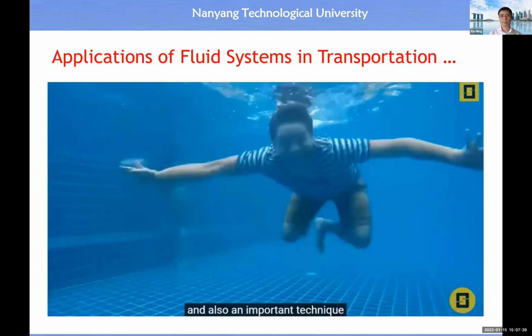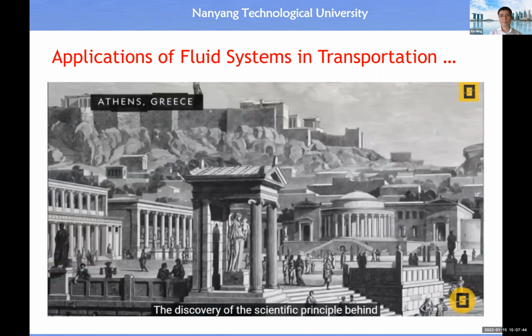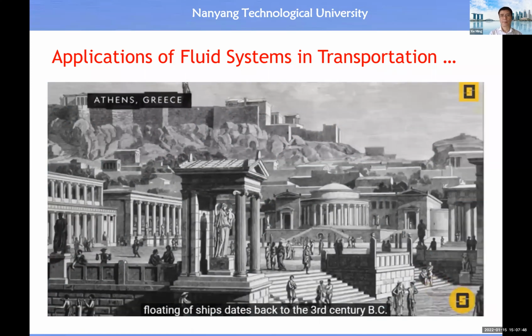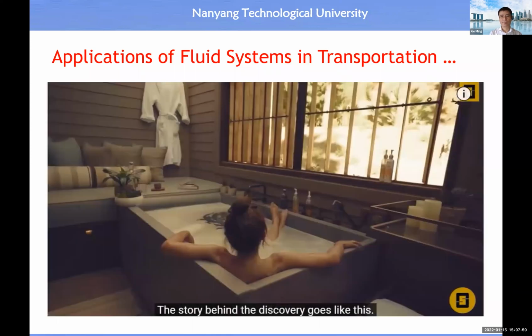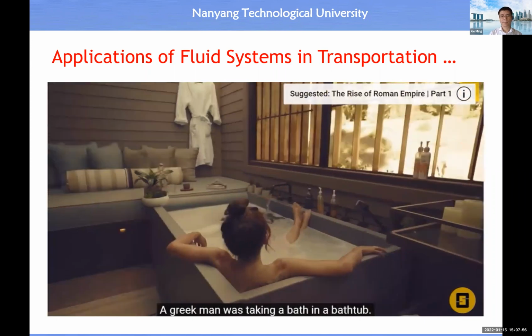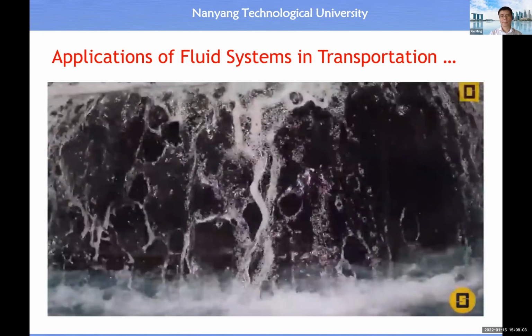The discovery of the scientific principle behind the floating of ships dates back to the 3rd century BC. The story behind the discovery goes like this. A Greek man was taking a bath in a bathtub. It triggered something in his brain when the water overflowed while he immersed himself in it. He found the answer to the question he had been puzzling over for a long time, and started running in the streets shouting Eureka. That man is Archimedes, and the principle he discovered was named after him.